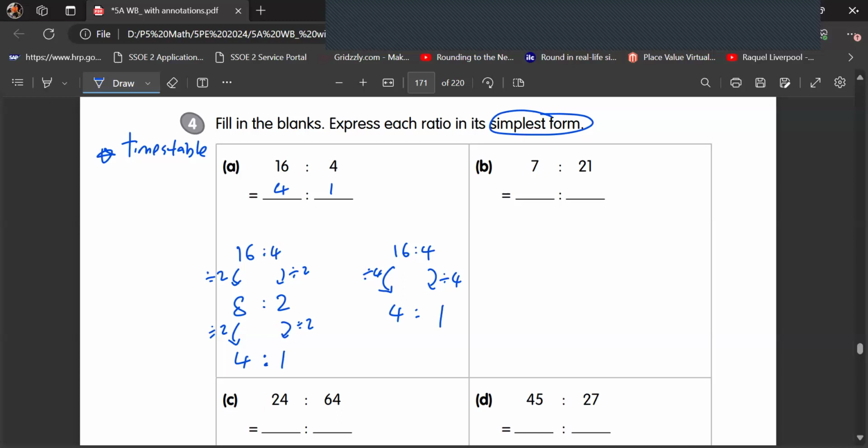Take on this challenge. Instead of going divide by 2, divide by 3, divide by 4, I want you to try dividing by the biggest possible number first. For example, in this case, 16 divided by 4, just look at 4, can I divide by 4? So I have 7 to 21. Instead of asking you to divide by 3, can I just divide by 7? What do we get?